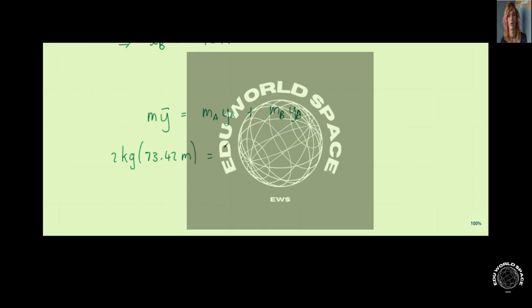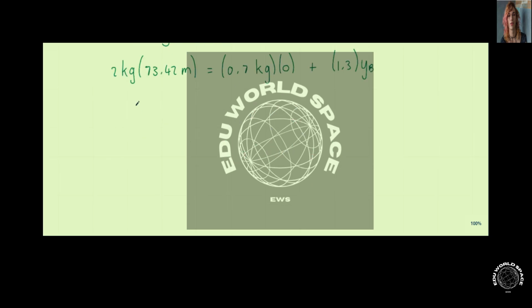And this will be equal to the mass of fragment A, 0.7 kgs, times its y position, which is 0, since it's along the x-axis, along the ground, plus 1.3 times the y component of its position, yb, which we wish to solve for. So if we rearrange this equation, we have one equation with one unknown. We can solve for yb, and we get yb is 113 meters.